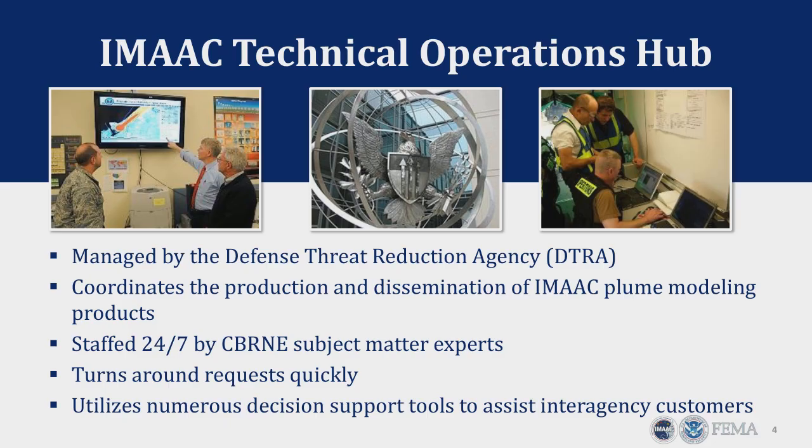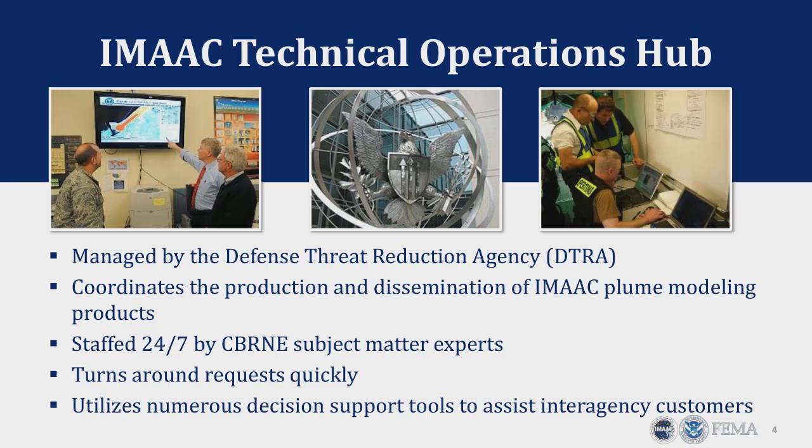So, in chemical situations or fires, our goal is about 30 minutes turnaround time from the time that we hang up the phone with the requester, after we get as much information as possible, to the time we distribute the model. We shoot for about 30 minutes. And we have a number of different decision support tools and models to assist our customers. So if it's not something that is in HPAC's wheelhouse or at DTRA, if we need to enlist somebody else within that group, there's numerous tools to help us.